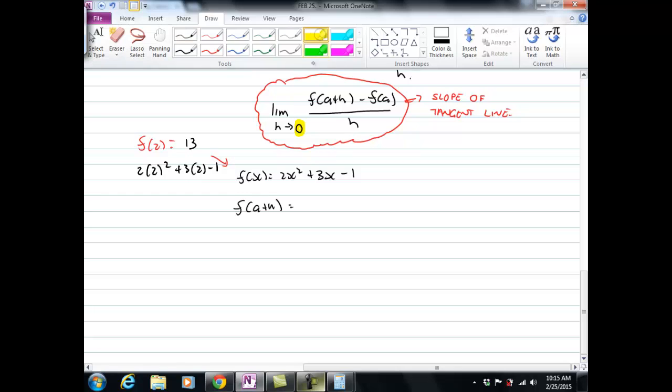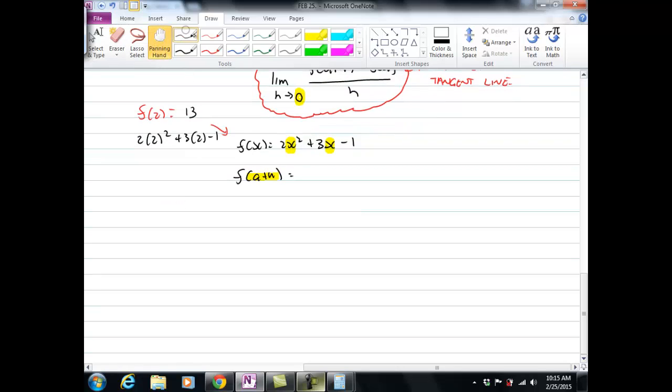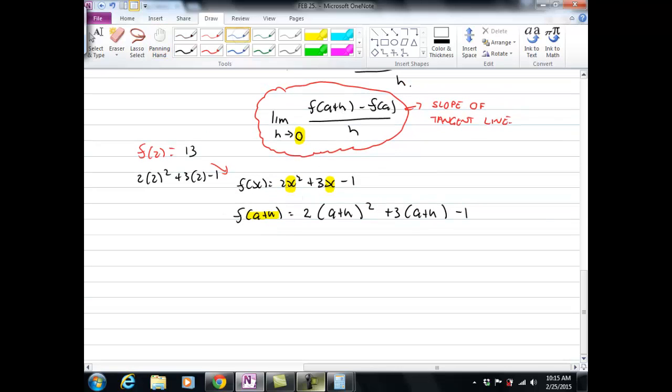The question is, now Kieran, you got this correct. What did you do? Wherever I see an x, I sub in a plus h. Because it's the same concept as a 2. So watch what I'm going to do. I go 2 times a plus h all squared plus 3 times a plus h minus 1. Don't multiply it out yet. Just leave it the way it is. See, that's f of a plus h. There's the first part to my equation right here.